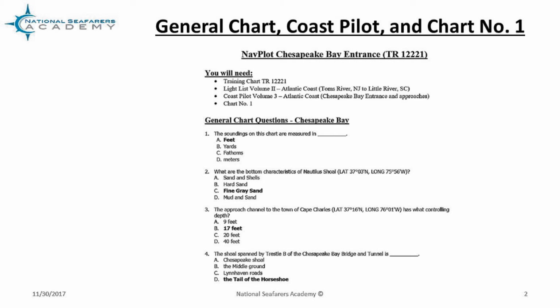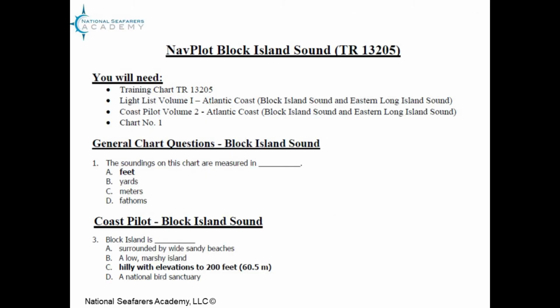We'll go ahead and work through the rest of these problems. Again, if you've downloaded the sample questions, there's a couple to work through for this chart and also for the Block Island Sound chart, which again you can also get to via the links that are in the comment section. Let's try 2 more problems. For these problems, we're going to use the Block Island Sound training chart and the reference material associated with the Block Island Sound training chart.